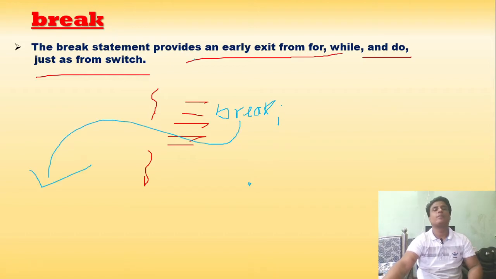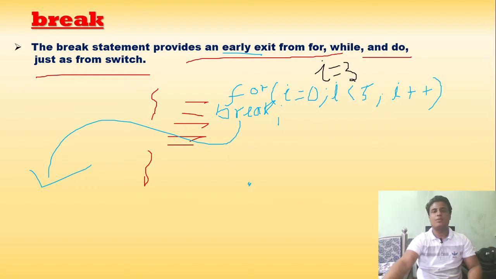So what does early exit mean? Let me show you. Suppose there is a loop going on: I equal to 0, initially we are defining it, and I less than 5, I plus plus.